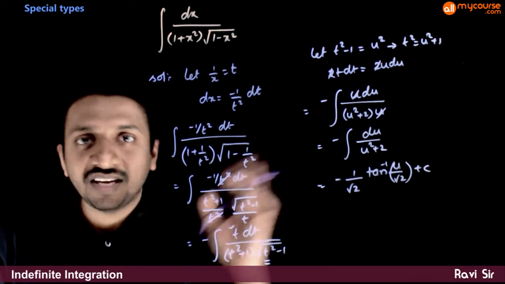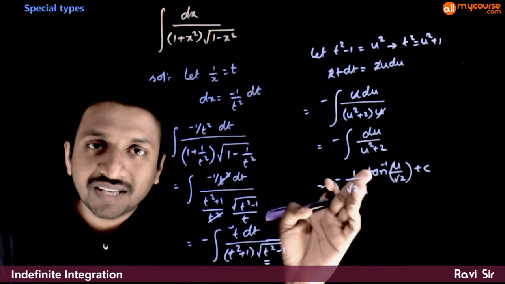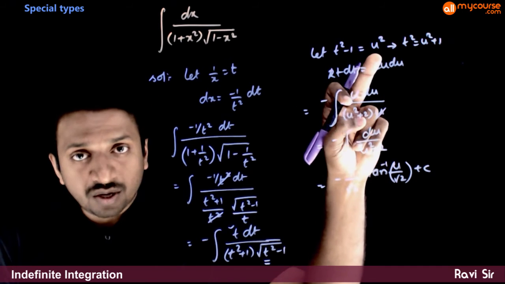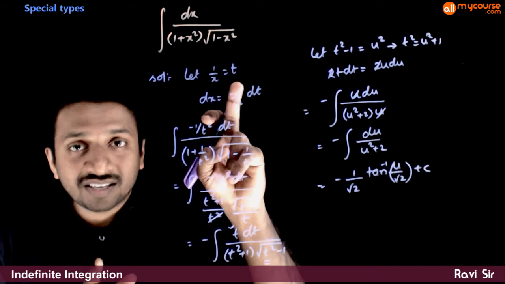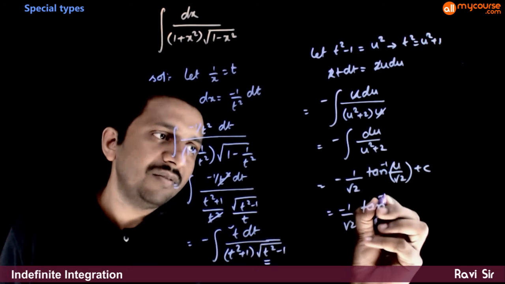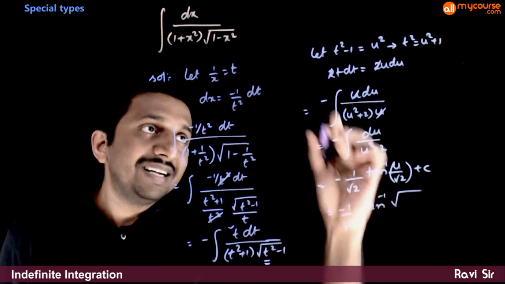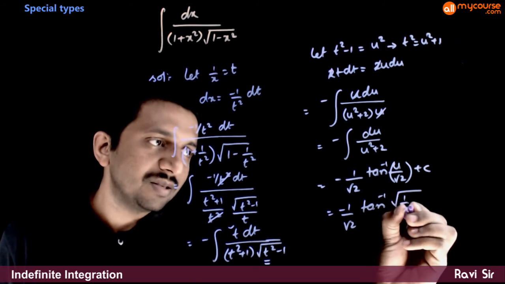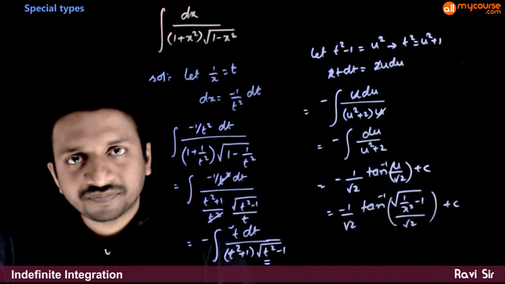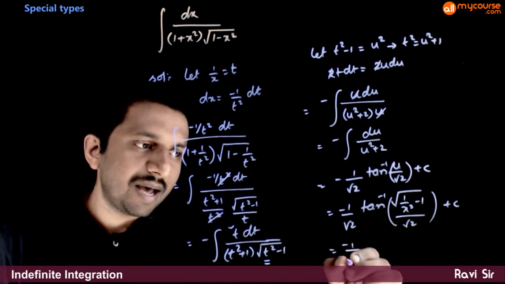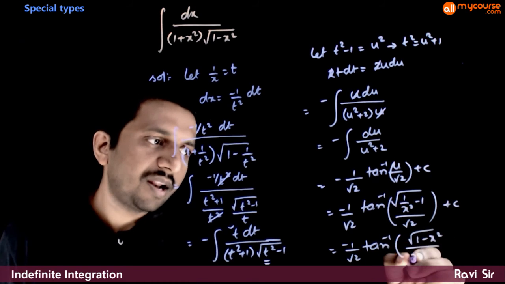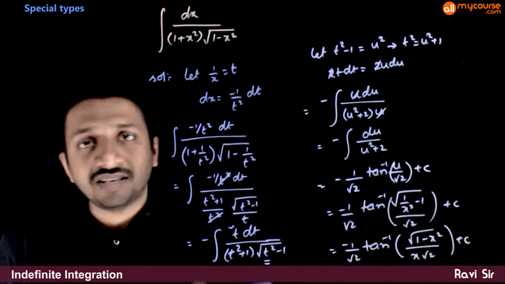So this is the integration. Once the integration is done, you do the back substitution. In the place of u, you put root of t square minus 1, and in the place of t, you put 1 by x. So that is equal to minus 1 by root 2 tan inverse of root of (t square minus 1), that is root of (1 by x square minus 1), by root 2, plus c. If you want to further simplify this, minus 1 by root 2 tan inverse of root of (1 minus x square) by (x root 2) plus c is the answer.